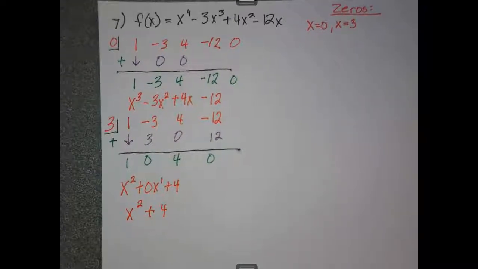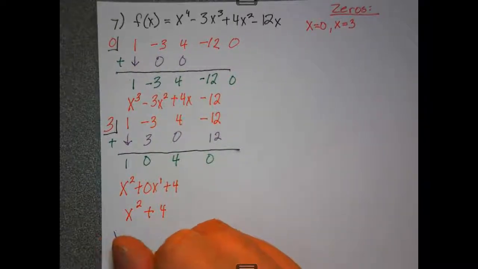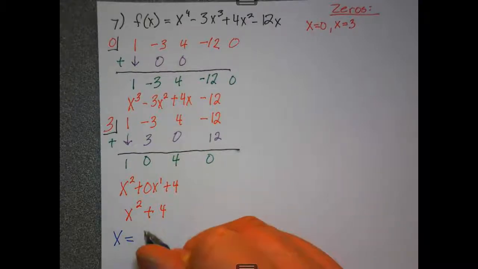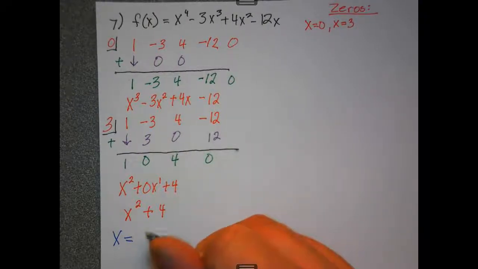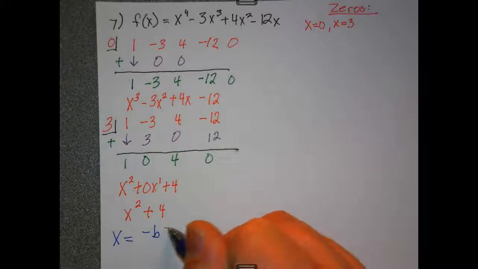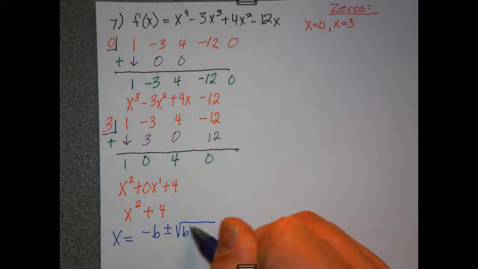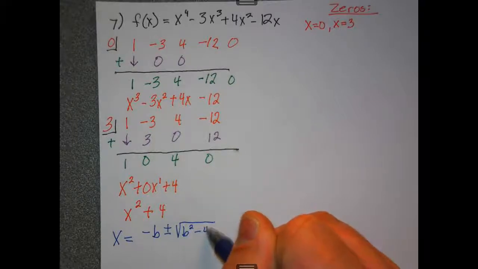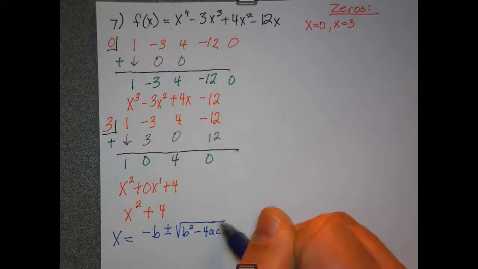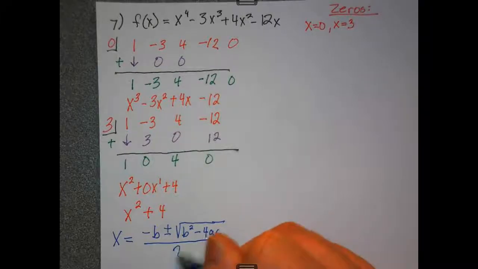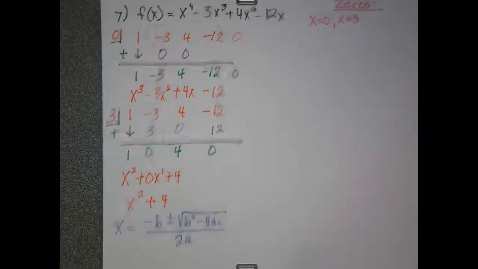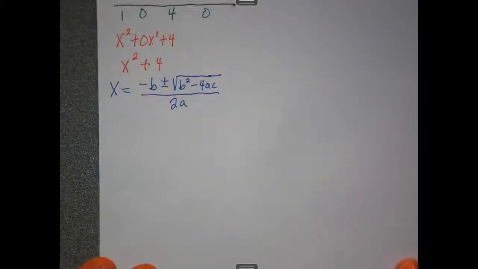That's right. We're going to use the quadratic formula. X equals -b plus or minus the square root of b squared minus 4 times a times c all over 2a. Hey, what's my a?